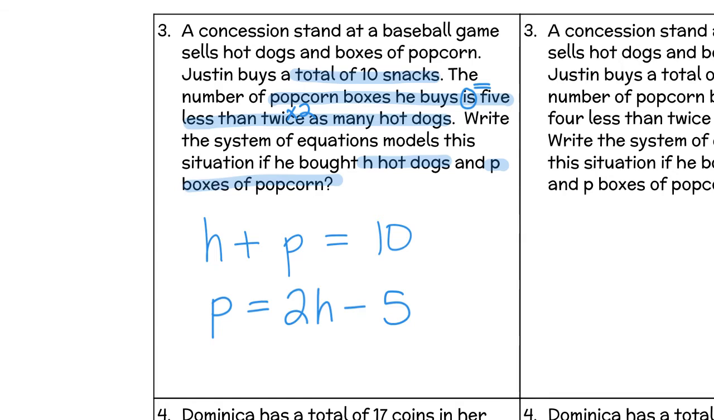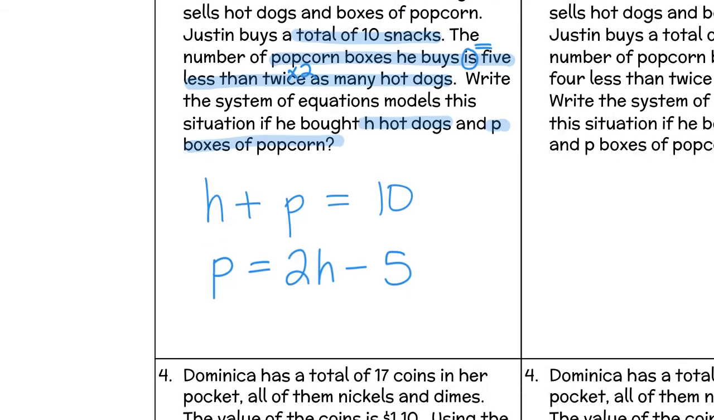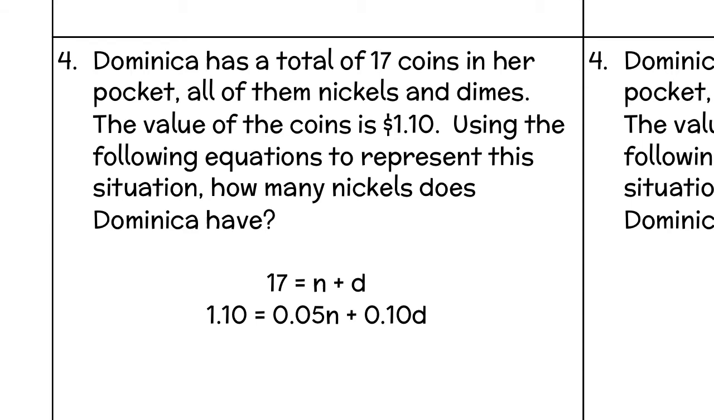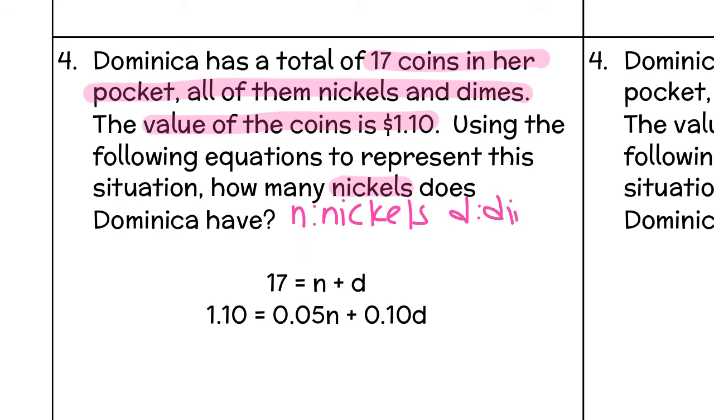Okay, our next problem says Dominica has a total of 17 coins in her pocket. All of them are nickels and dimes. So that's important, I'm going to highlight that. The value of the coins is $1.10. Using the following equations to represent the situation, how many nickels does Dominica have? Nickels. The good thing about this problem is they already gave us the equations, and I think it's kind of obvious to see that they're using the letter N to represent nickels and the letter D to represent dimes.